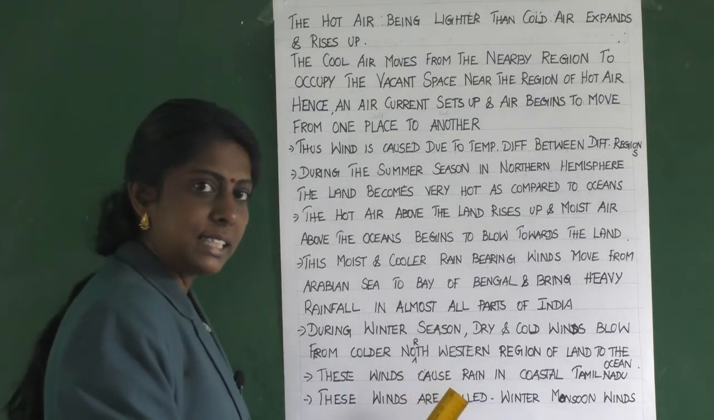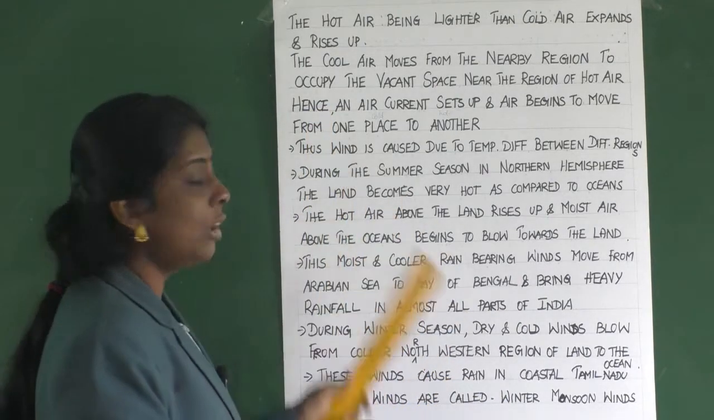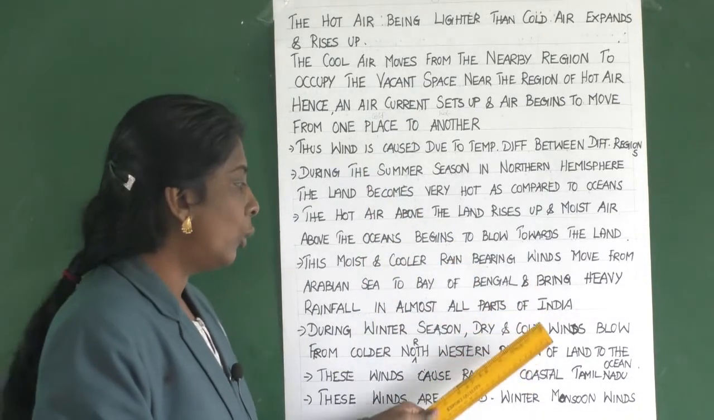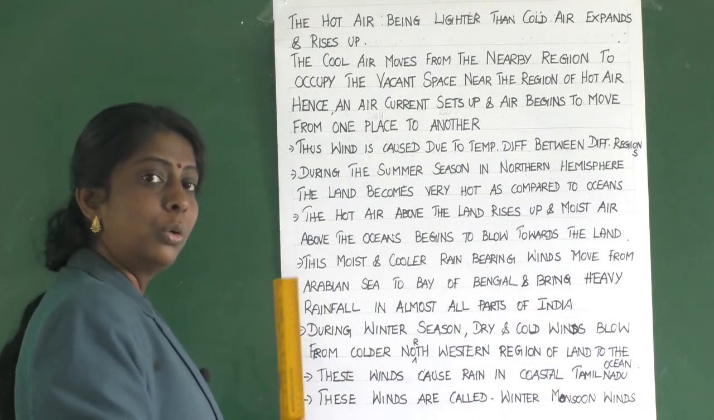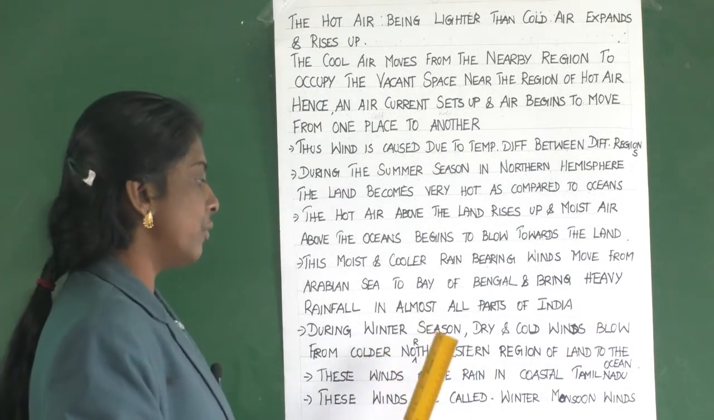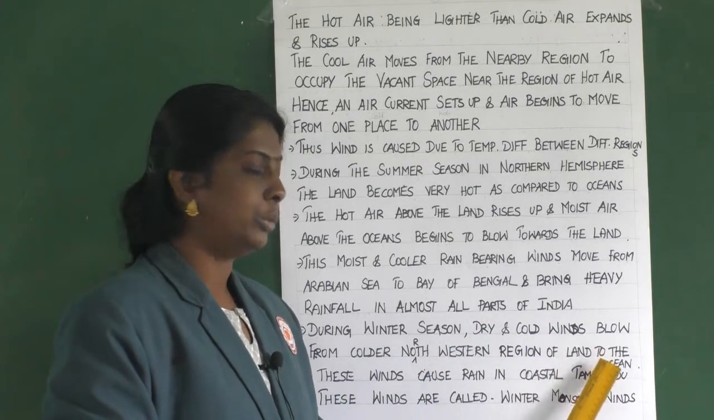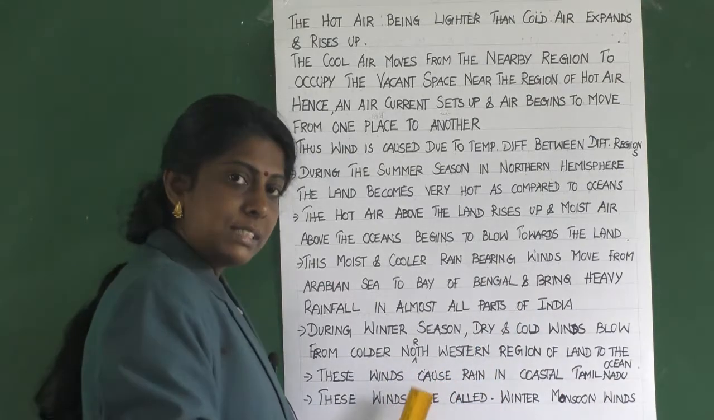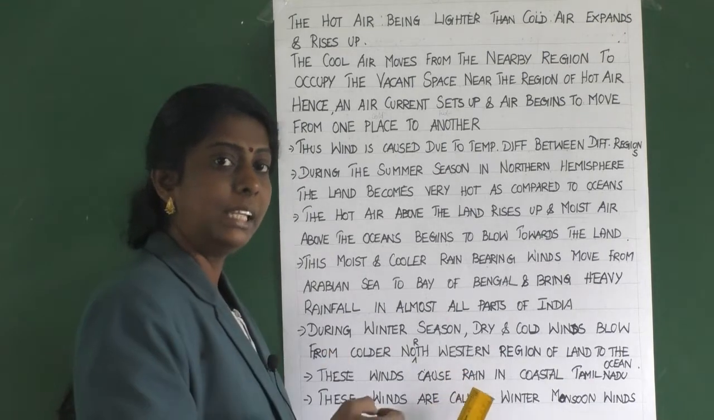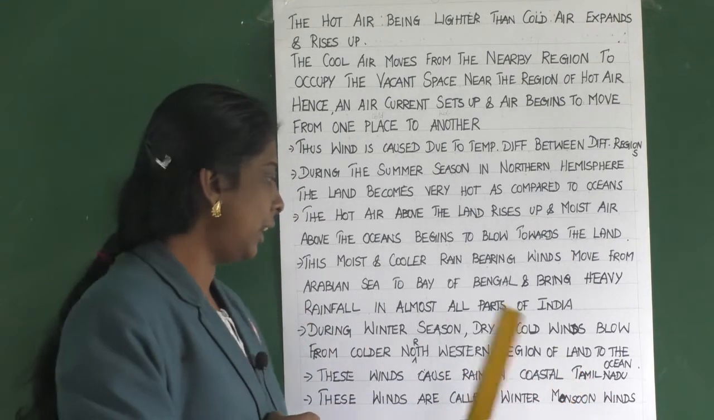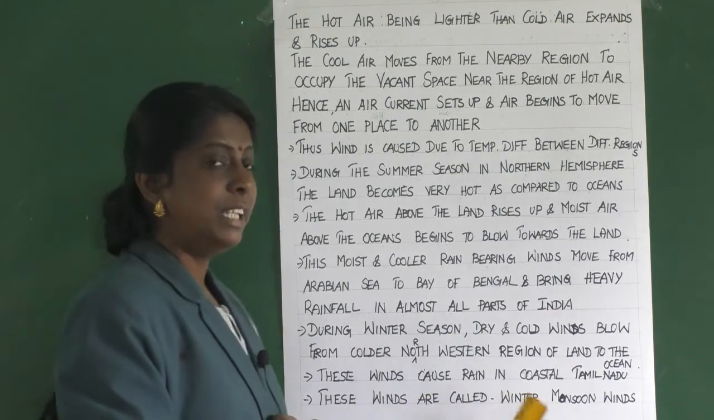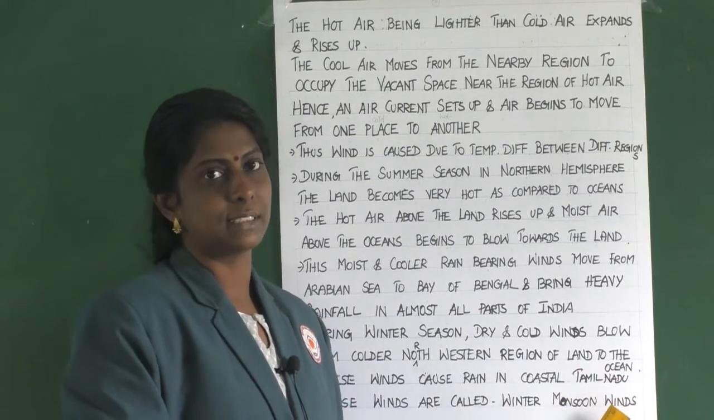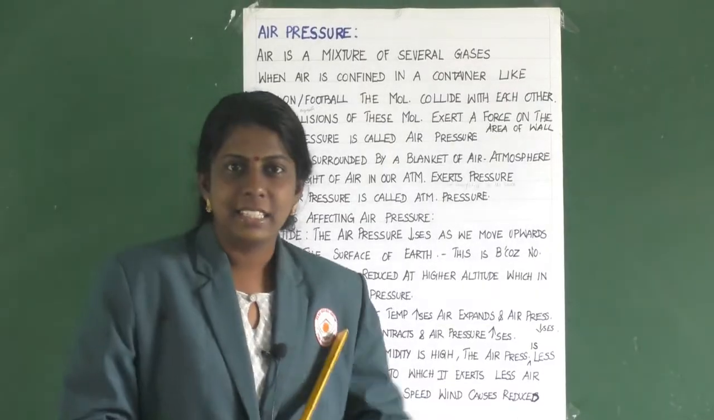Then, during winter season, so these all will happen in summer season. During winter season, dry and cold winds blow from the colder northwestern region of land to the ocean. These winds cause rain. It will cause rain in coastal Tamil Nadu. So these winds are called winter monsoon winds. Clear, children? Yes.